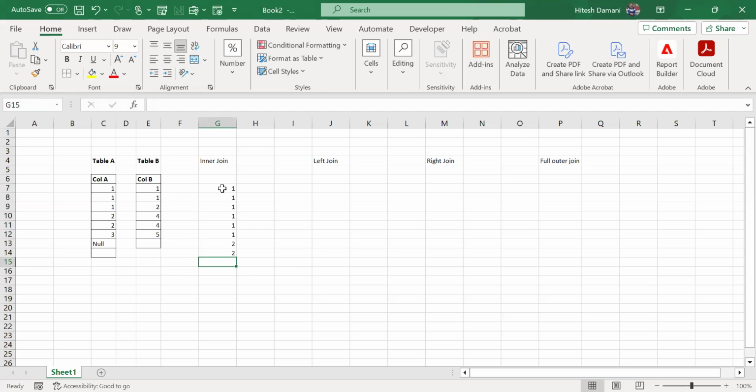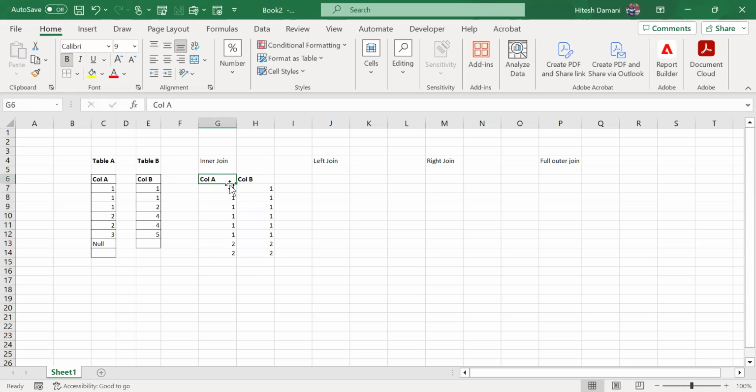Now, your question might be how many columns will be there, right? Since we are doing a join between two tables with one column each, for sure there will be two columns over here. This particular column will be for column A, and this will be for column B, right?